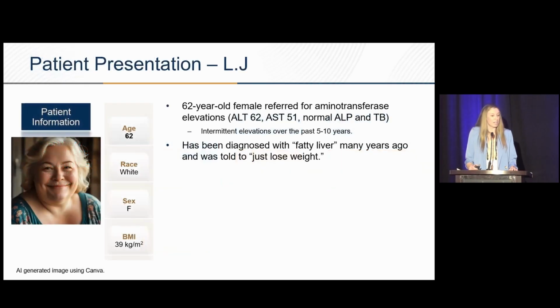So let's look at a patient case. This is a patient that is all too common in our clinics. We have a 62-year-old female that was referred for elevation in her liver chemistries, ALT 62, AST 51, normal ALK phos, and T-bili. When you talk to her, you learn that she's had these intermittent elevations for 5 to 10 years. She's been diagnosed with fatty liver many years ago and was just told to lose weight.